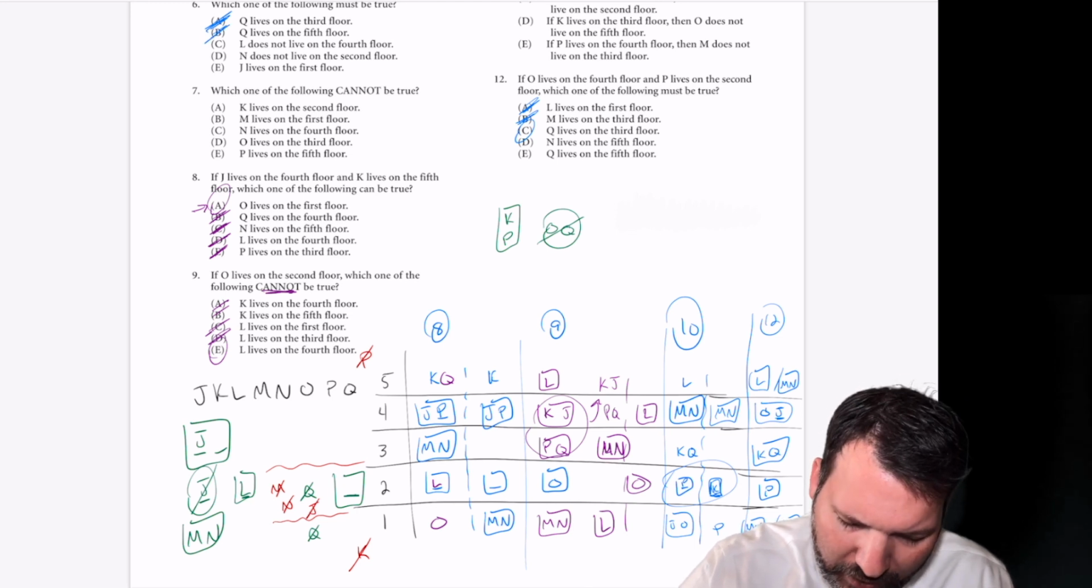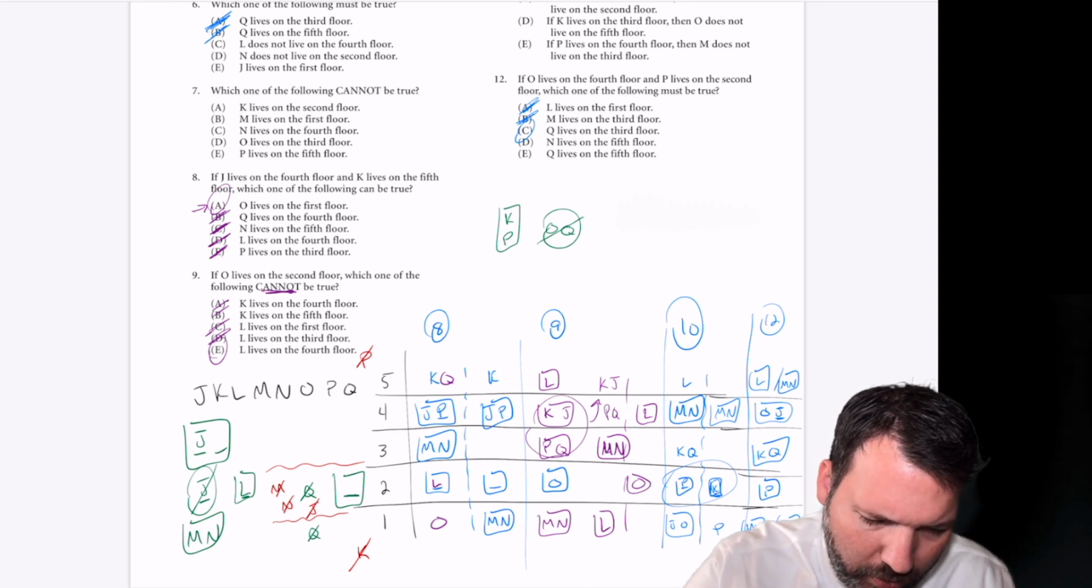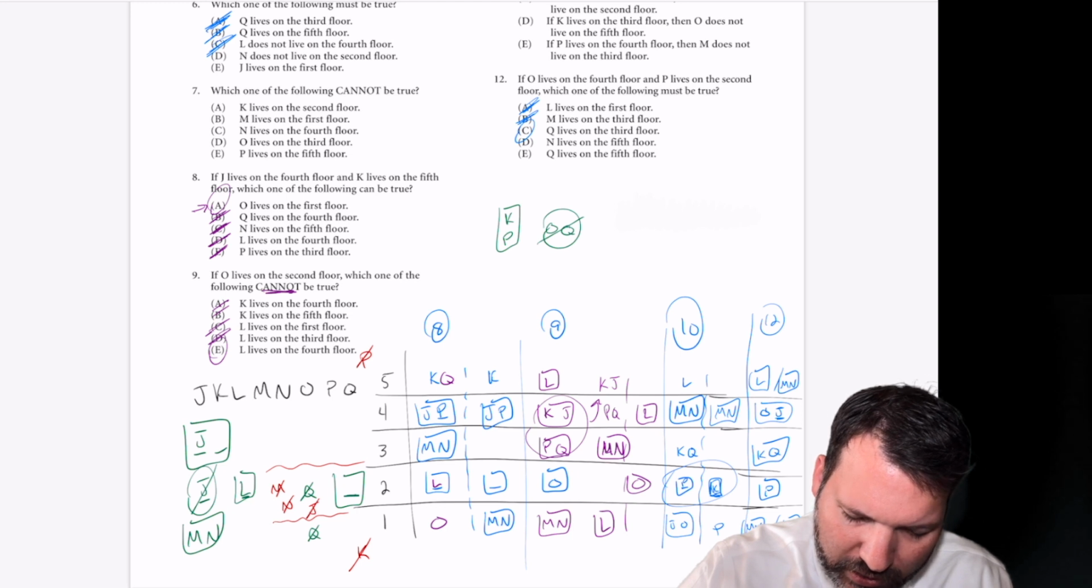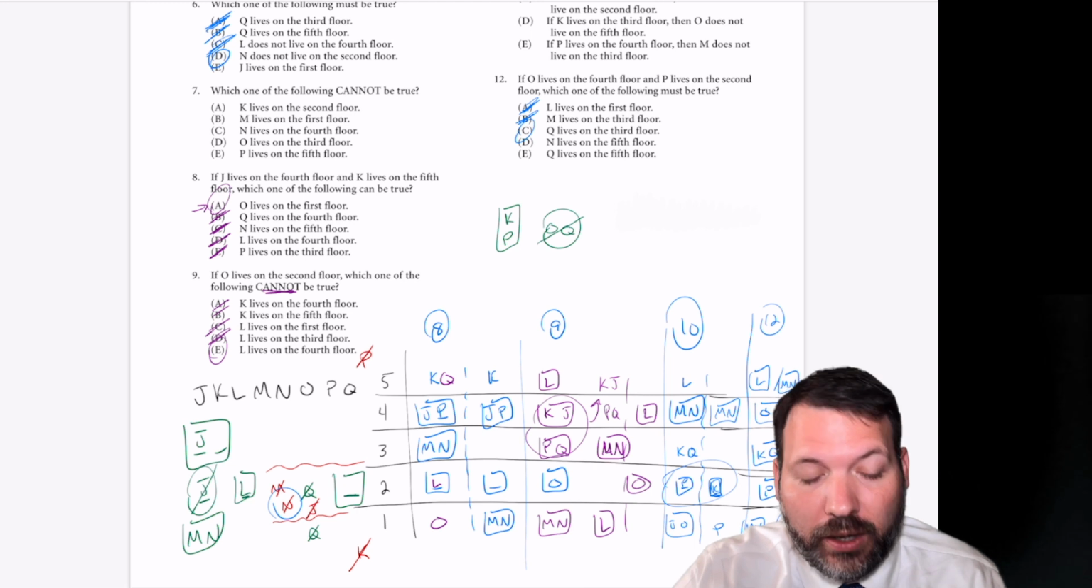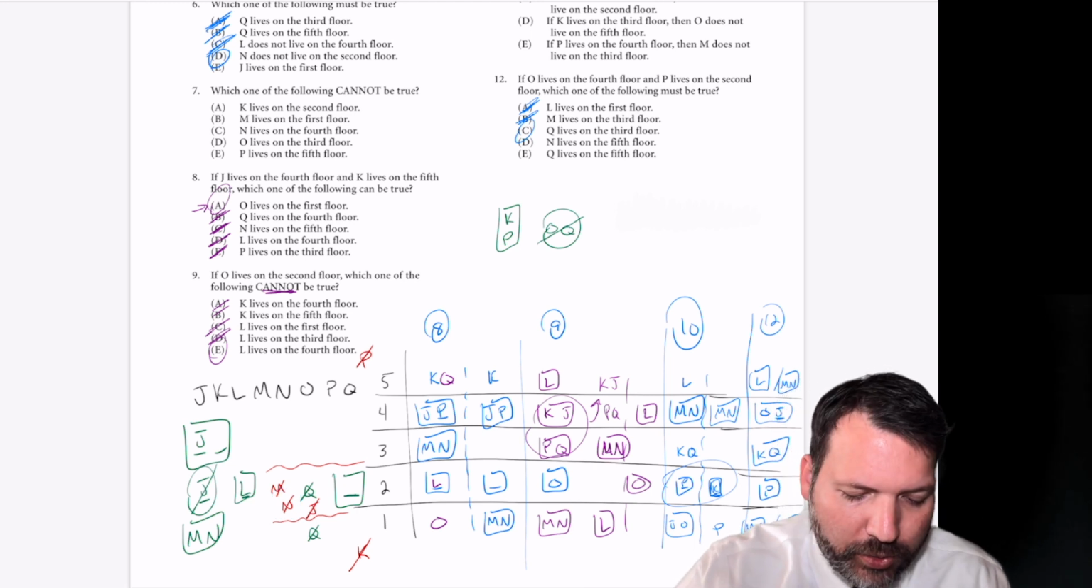L does not live on the 4th floor? No, I even saw that as a possibility once, so I don't think so. N does not live on the 2nd floor? Yeah, that is a must be. That was actually one of our deductions, right? N cannot be on the 2nd floor. Very good.